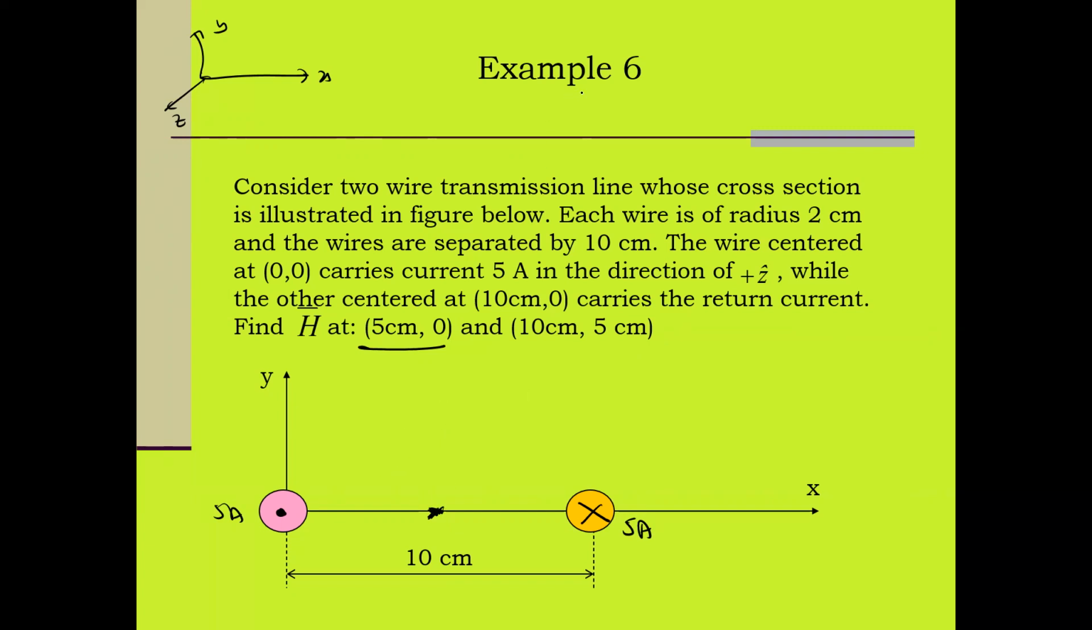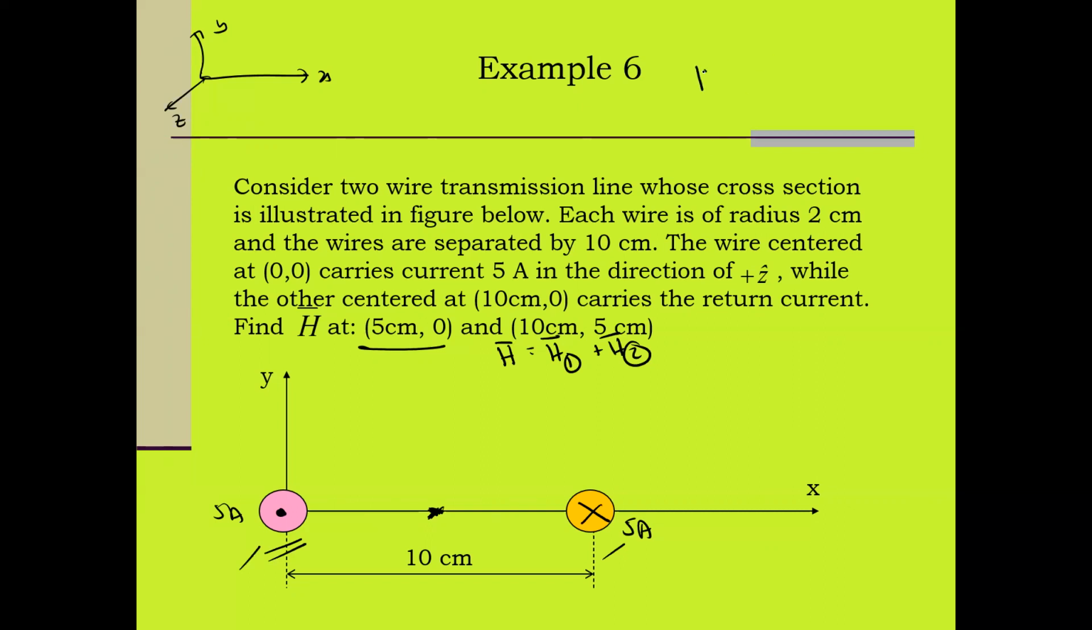If we base on this diagram, we know that the H field intensity should be contributed by two currents. So we have H1 and H2, in which we assume that H1 is due to the 5 ampere current flowing in the positive Z direction, whereas H2 is the H field intensity produced by the 5 ampere current flowing in the negative Z direction. So H1 is due to this current and H2 is due to this current. So let us find out H1 and H2.